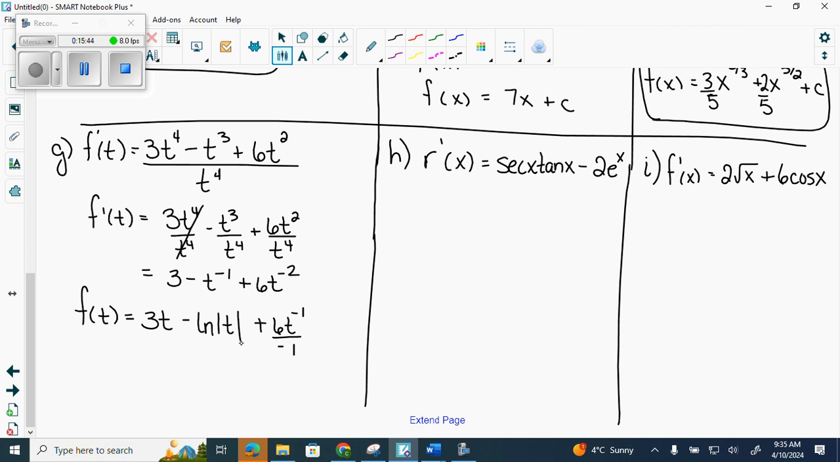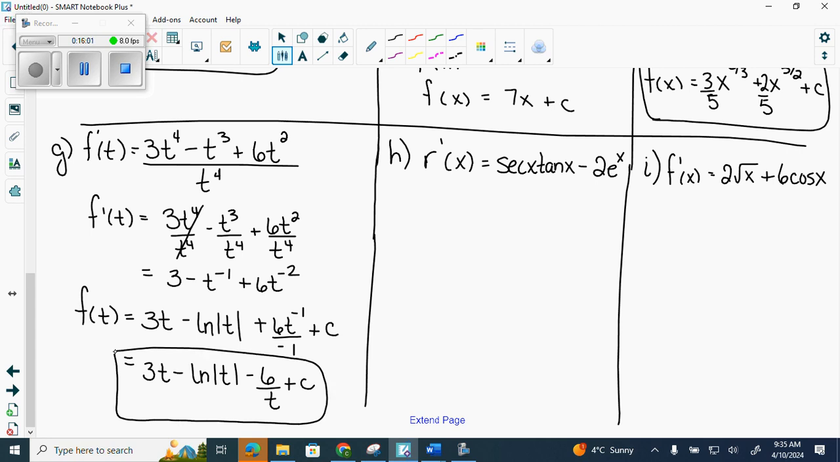And it needs to be absolute value, because you can't have a negative beside the 1. And we just put plus c. And so we get 3t minus ln absolute value of t minus 6 over t, if you so choose, plus c, or you could leave it as t to the negative 1.